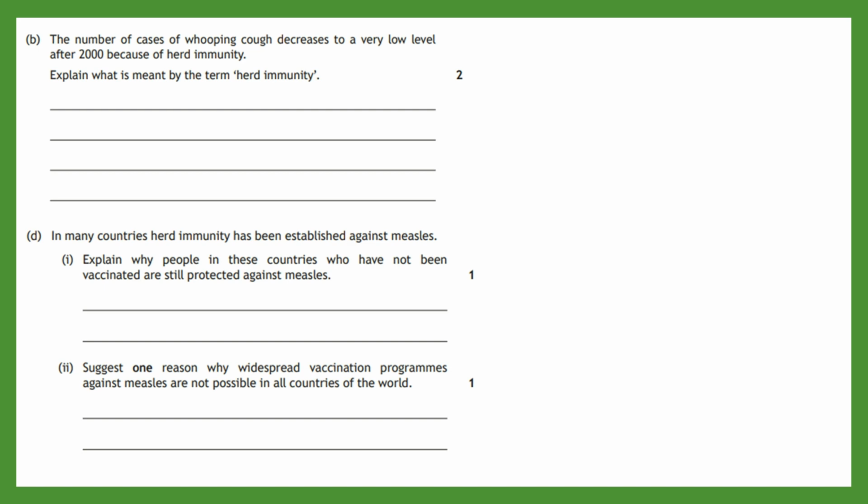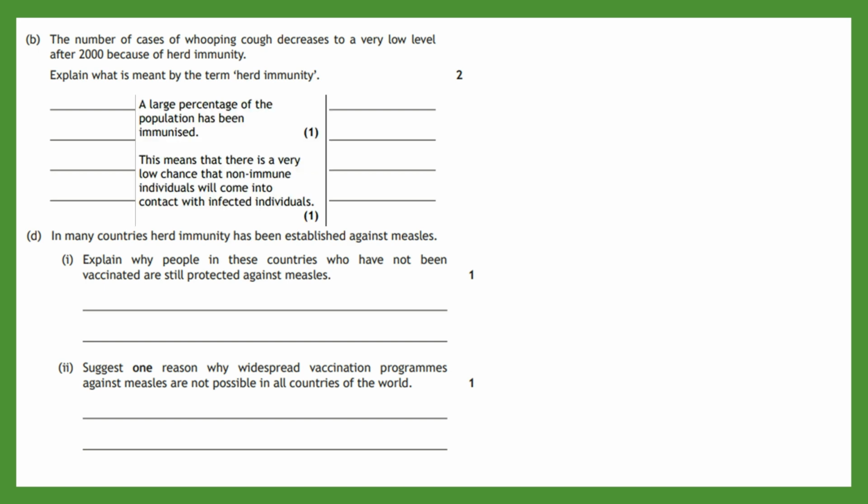So the first question we have here, we're told the number of cases of whooping cough decreases to a very low level after the year 2000 because of herd immunity. So explain what is meant by the term herd immunity, and that's worth 2 marks. So what are some of the key things you would need to mention here? So it's about the large percentage of the population being immunised, that's the first mark. And the second comes from as a result of that mass immunisation, it means there's a very low chance that a non immune individual will come into contact with somebody who is infected.